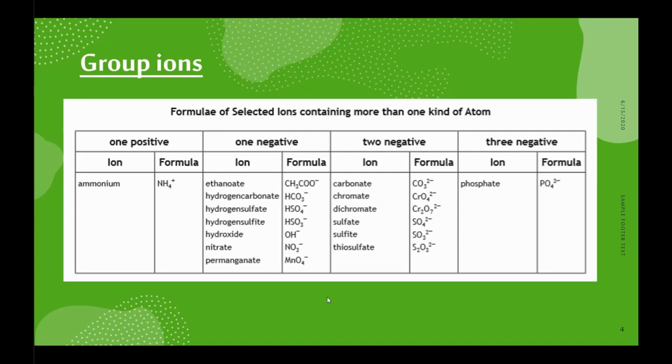And you should also be able to use the group ions on page 8 in your data book to work out the valency of the group ion. And the valency is just the number that's on the charge.